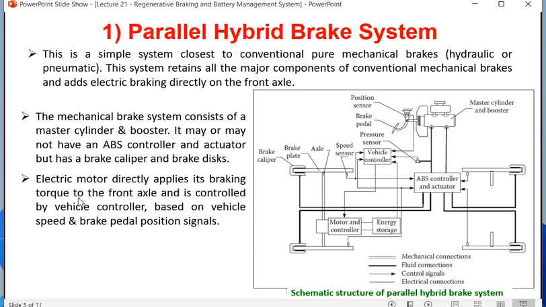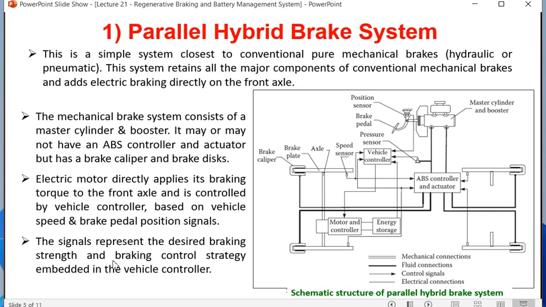Okay, the electric motor directly applies its braking torque to the front axle and is controlled by a vehicle controller based on vehicle speed and brake pedal position signals. Signals represent the desired braking strength and braking control strategy embedded in the vehicle controller. So how much is the speed of the vehicle, how much is the slip, what is the condition of the road, depending on that a brake algorithm is continuously run inside the vehicle controller. As soon as it gets the input from the tires, how much is the speed, it knows about the slip. Depending on that, the ECU generates a desired signal, and that desired signal opens or closes these fluid lines which are connected between the master cylinder and booster and the caliper, and accordingly fluid of certain pressure goes into the caliper, and the caliper holds the disc and the brake is applied.